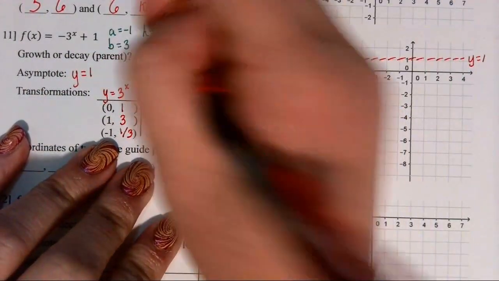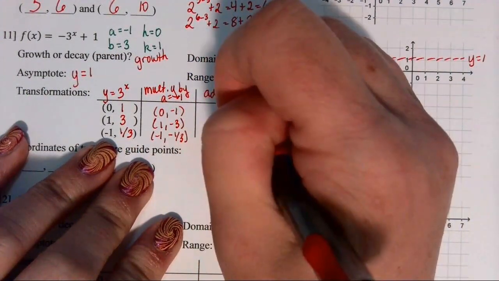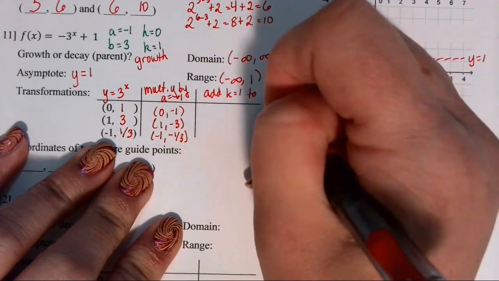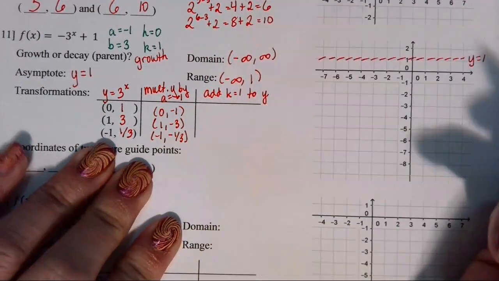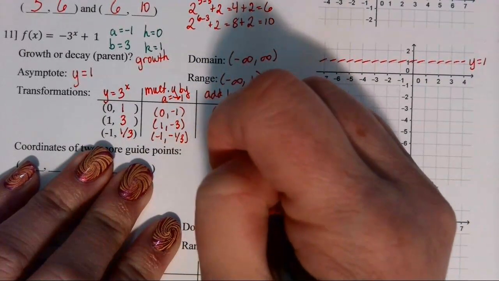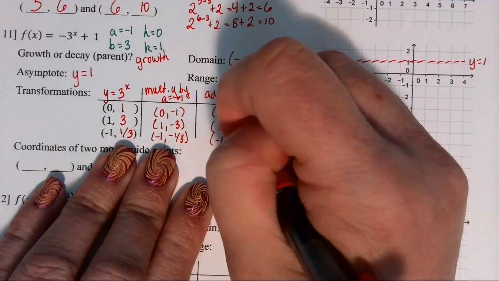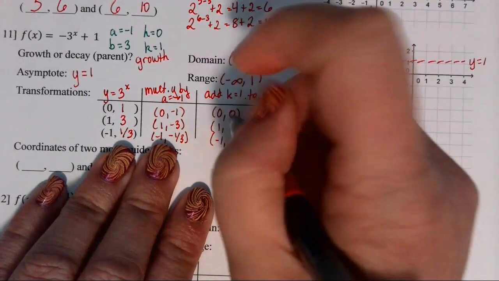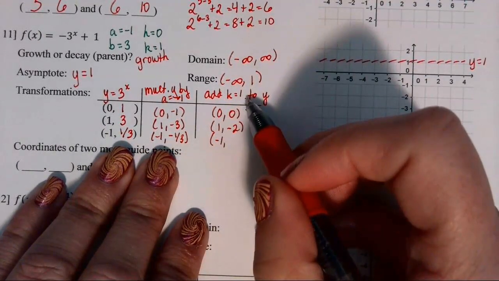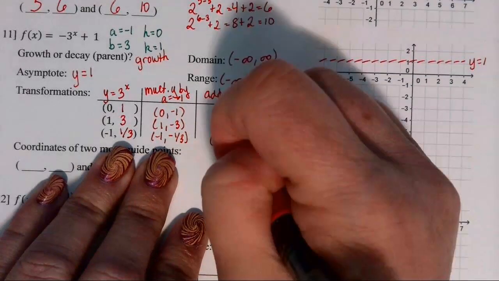So instead we'll skip the h and go to the k, where we add k equals 1 to each of the y values. So the x's all stay the same, and -1 plus 1 is 0. Then -3 plus 1 is -2, and -1/3 plus 1 would be 2/3.